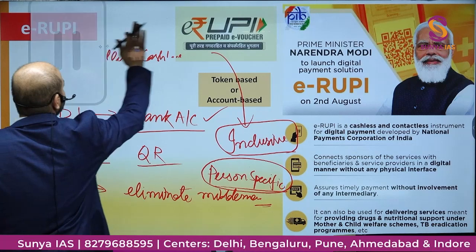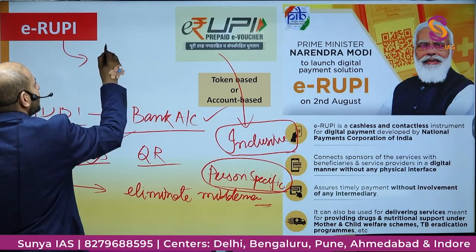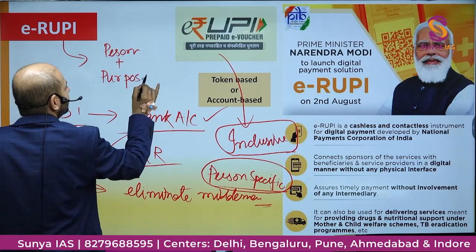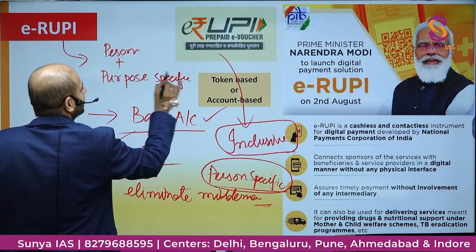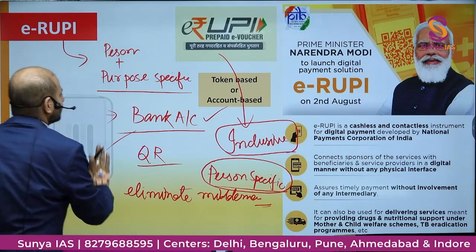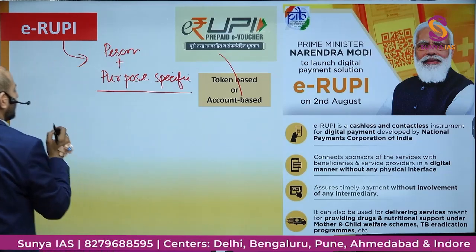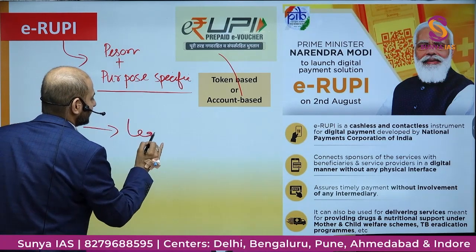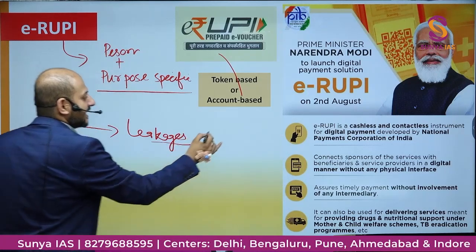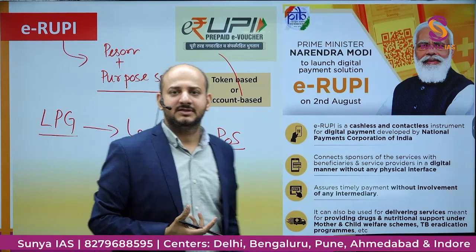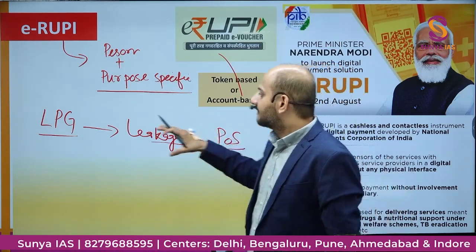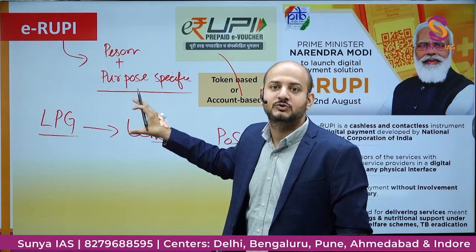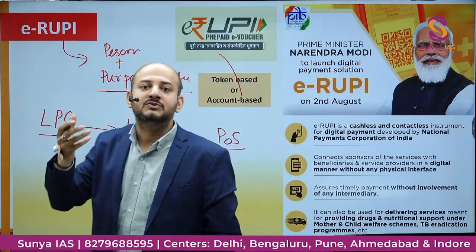Whereas e-rupee is not just person specific, it is person as well as purpose specific. The benefit would be, for example, if you are talking about LPG, Pradhan Mantri Ujjwala Yojana, the LPG scheme, there were a lot of leakages, because at the point of sale there were ghost beneficiaries. Now, if I am a beneficiary of LPG, then I have a particular e-rupee voucher that can only be redeemed by me. There will not be any ghost beneficiaries. Hence, the exchequer cost will be reduced in these cases.